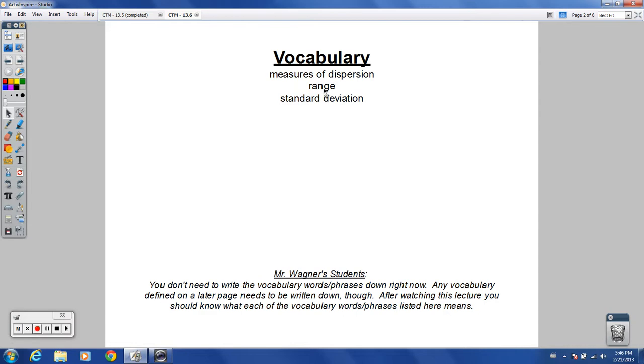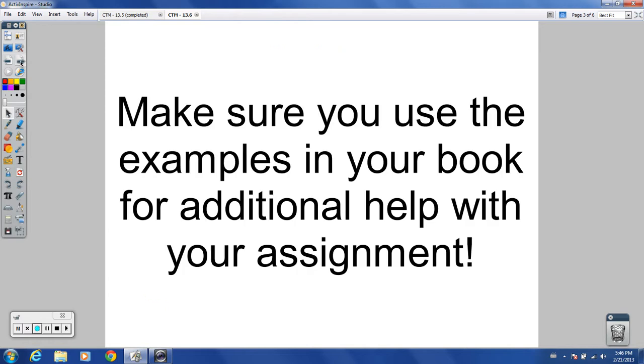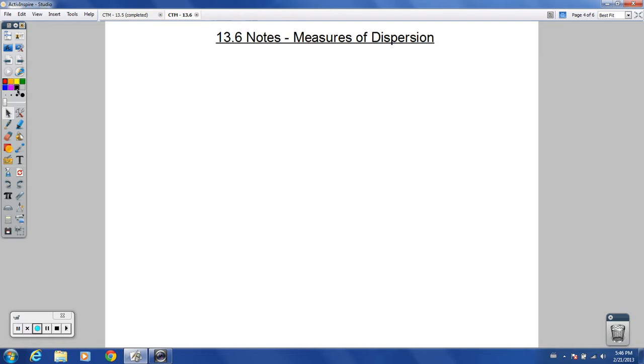Measures of dispersion, range, and standard deviation. Let's talk about those things to start. Use those extra examples in your book to help you out as we learn this stuff. So let's get into some vocabulary first of all.